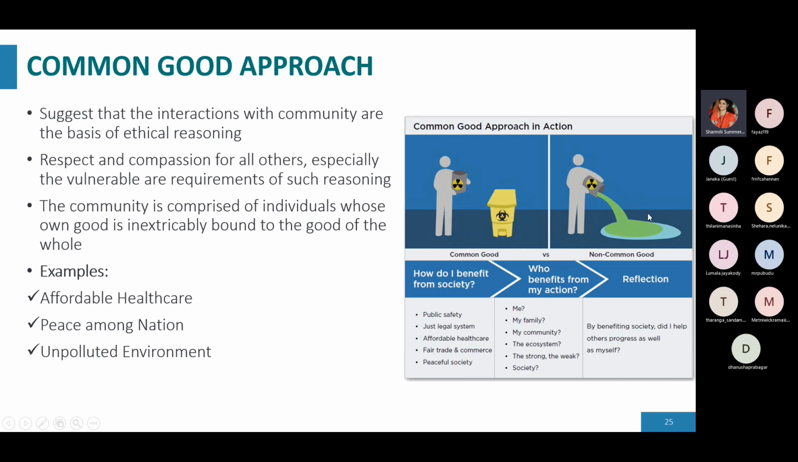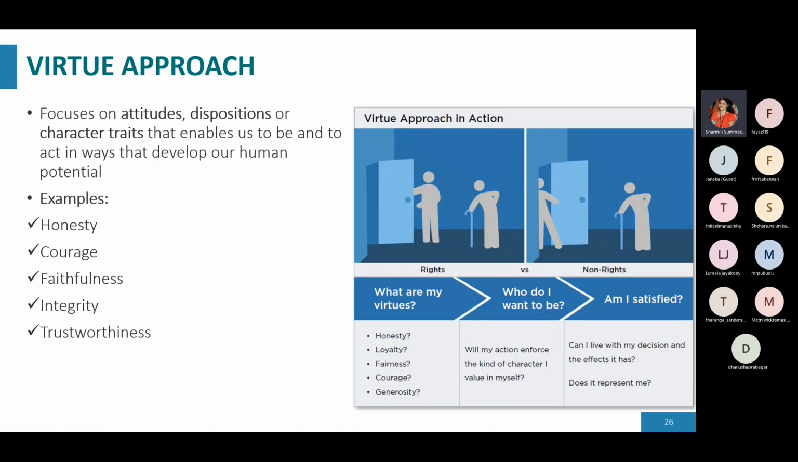Then what will it cause? It will start to cause all the bad impacts to the environment, not only to human beings, but to animals, plants, and other non-living things as well. So this is regarding the common good approach. And the final one is the virtue approach.